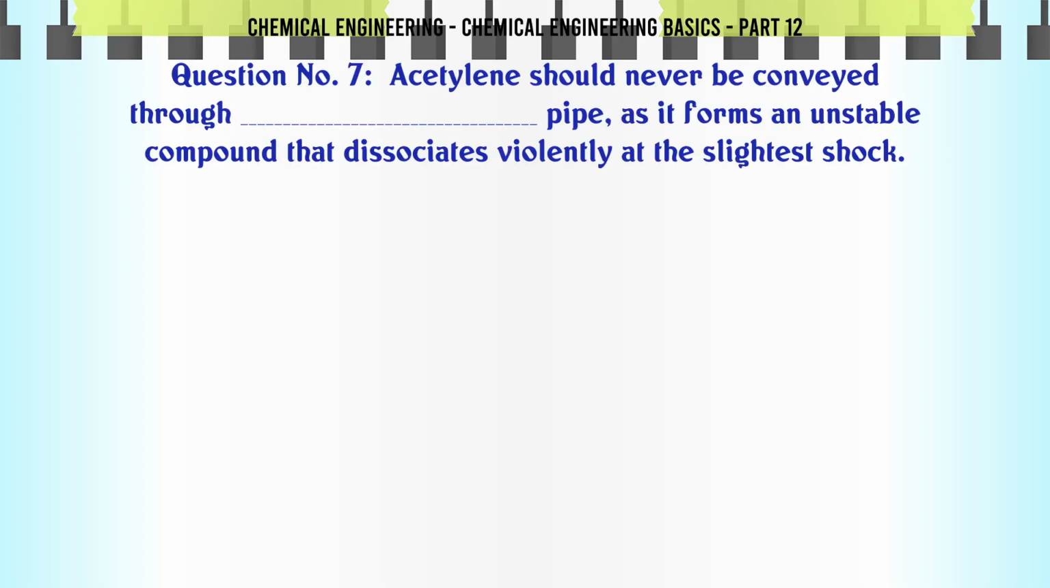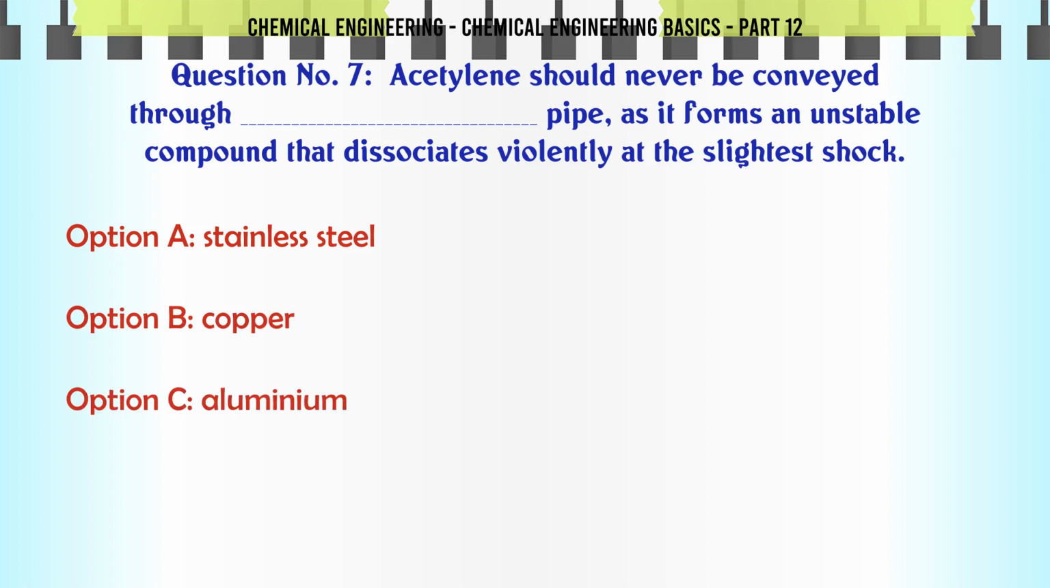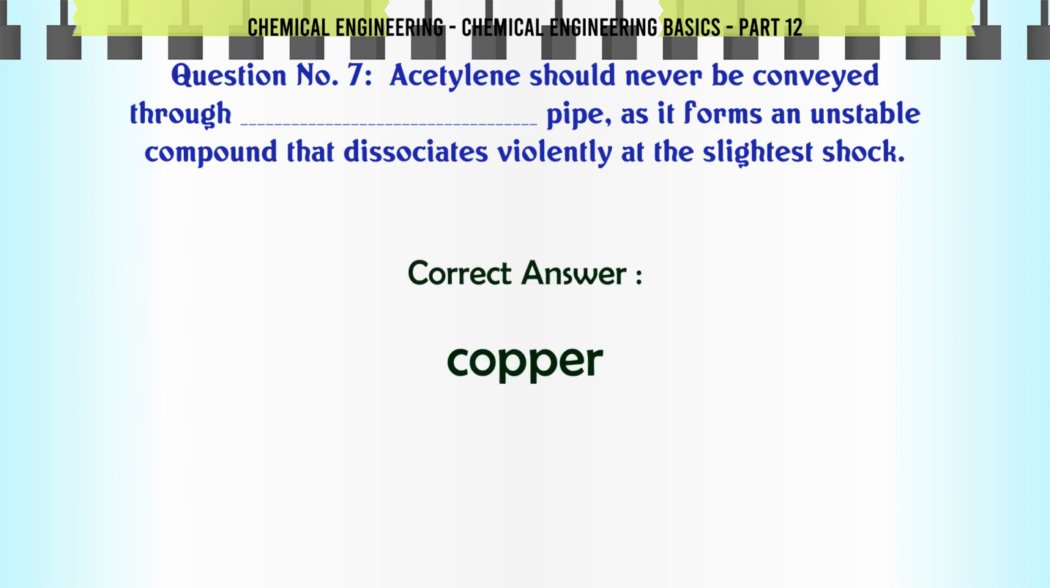Acetylene should never be conveyed through pipe of, as it forms an unstable compound that dissociates violently at the slightest shock. A. Stainless steel. B. Copper. C. Aluminium. D. Brass. The correct answer is copper.